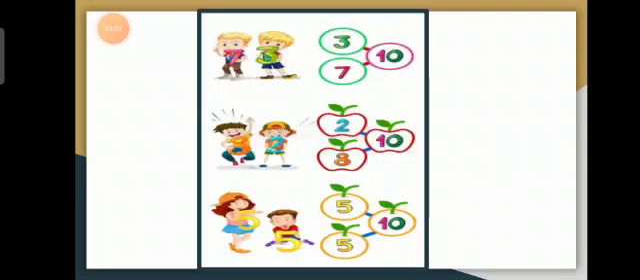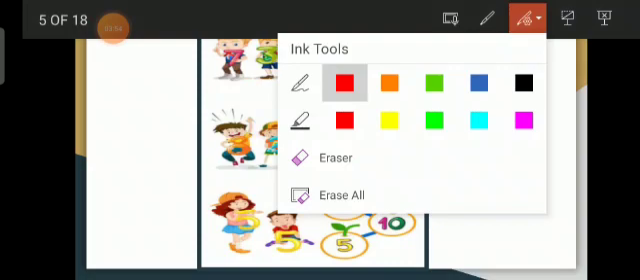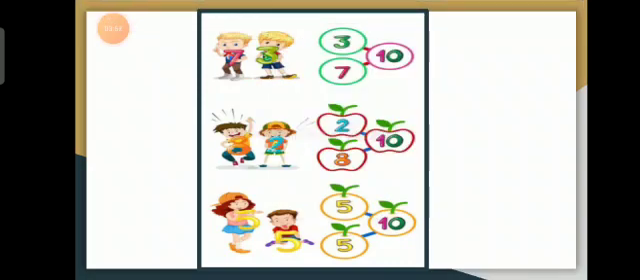Move to the next slide. Look at this slide. It's very colorful. What do we have? See, over here on this slide, children are holding some numbers and they are showing us. Now we are going to add these numbers one by one. These two boys are holding 7 and 3. Next two, 8 and 2. And this girl and boy are holding 5 and 5. Let's see what the total will be.